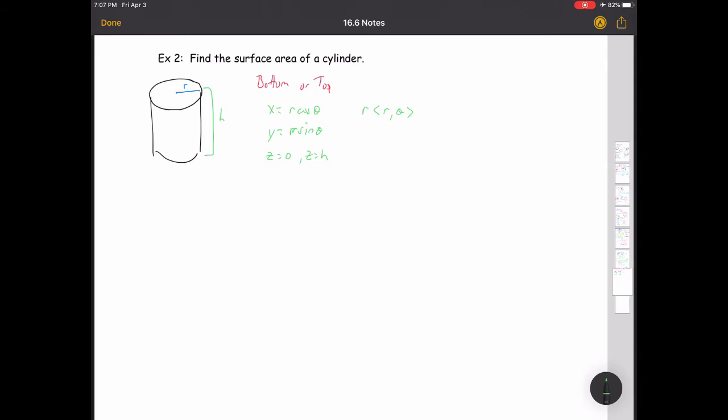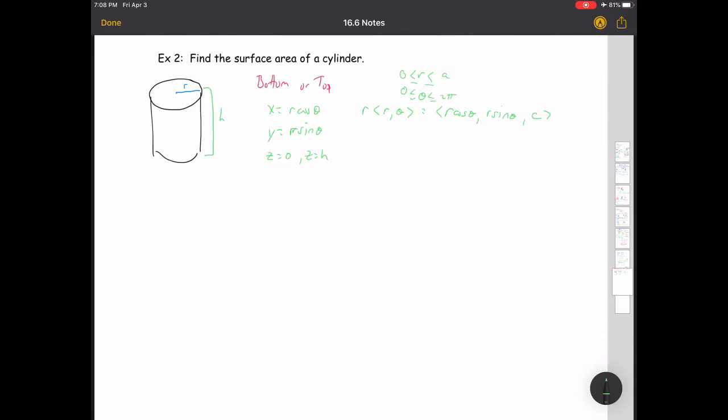Okay, so we're going to need r cosine theta, r sine theta, and regardless of whether it's the bottom or the top, it's going to be some kind of a constant. So I'm just going to put a constant c in there. Let's go ahead and make sure we state that r is going to go from 0 to a, and theta is going to go from 0 to 2 pi.